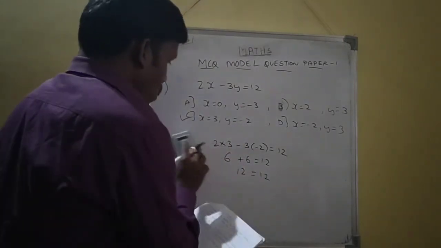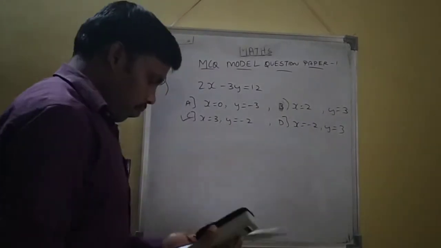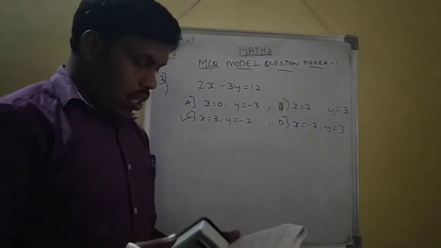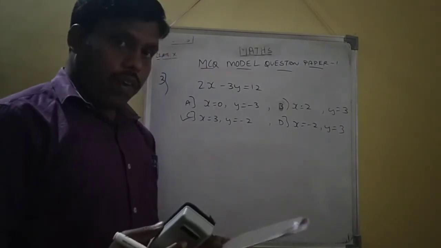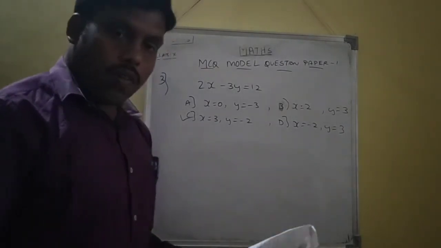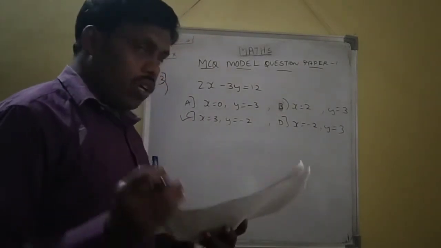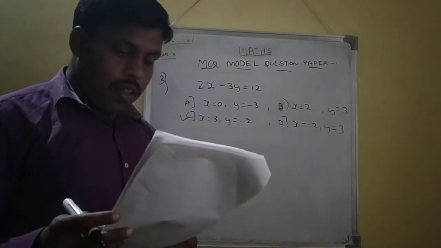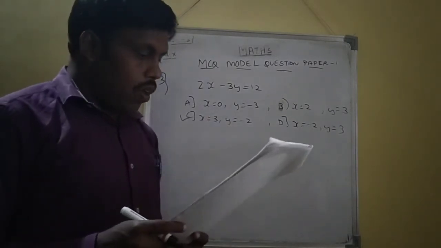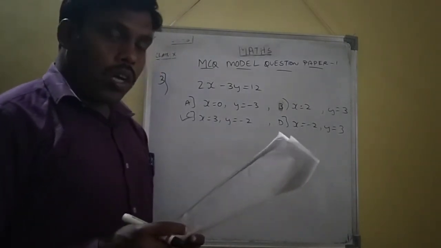Okay, this is for the third question. The fourth question is: identify the wrong statement with respect to the pair of linear equations. So in the first four questions, all are pairs of linear equations. It is very important to understand which chapter the question belongs to, then only we will be able to solve it. You have to identify the wrong statement.